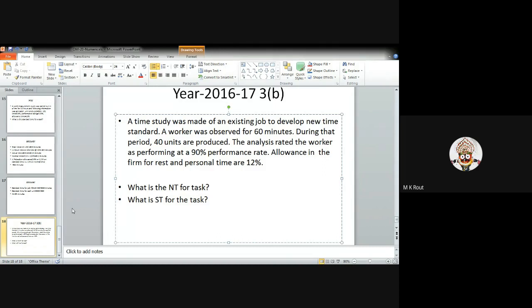Shivani, is it clear? What is the final answer for standard time? 2.30. Okay, just note down 2.30.